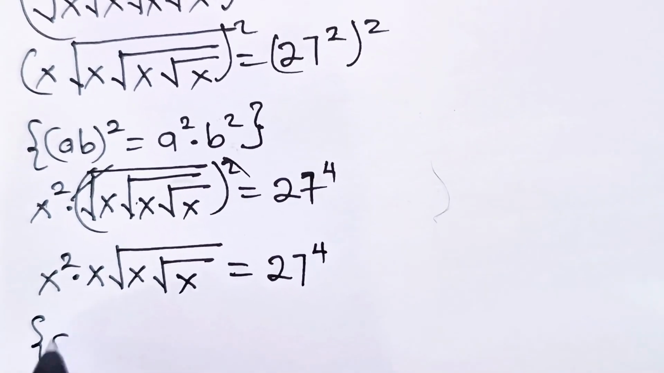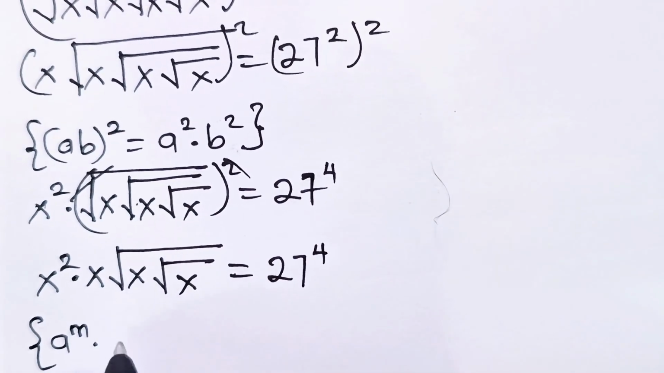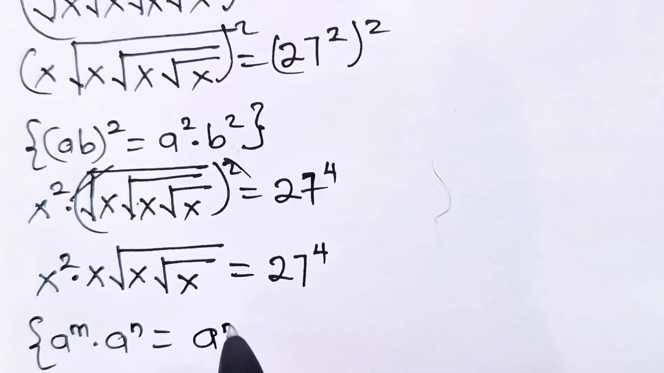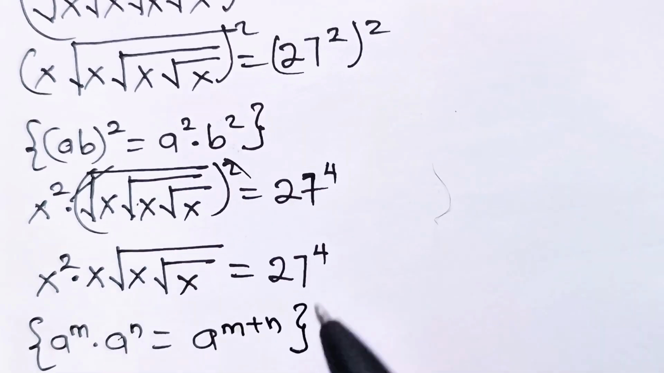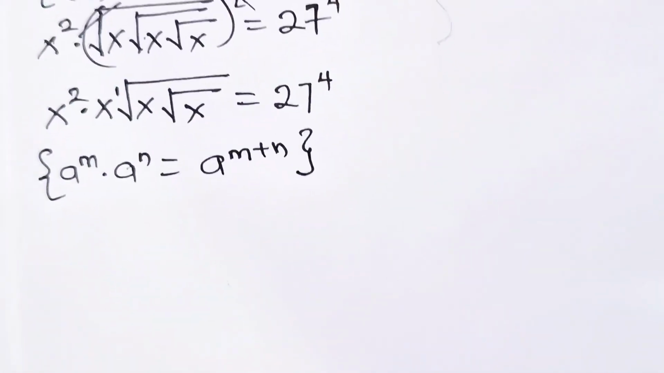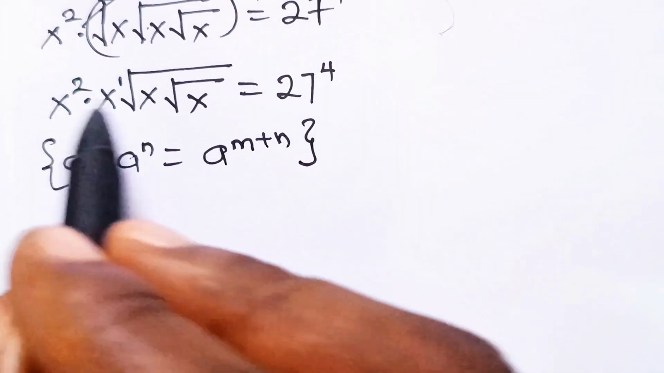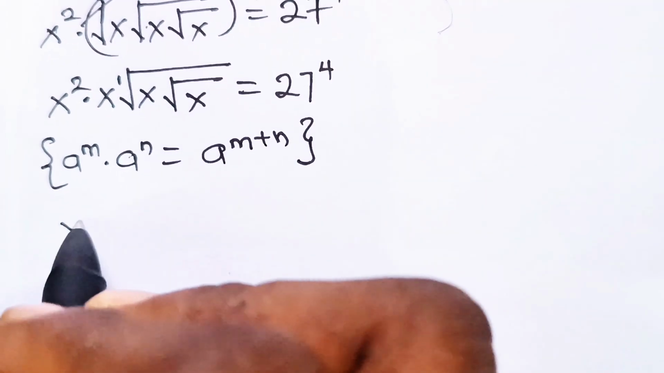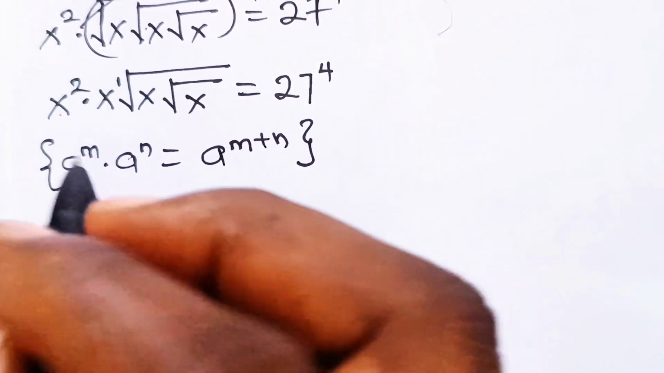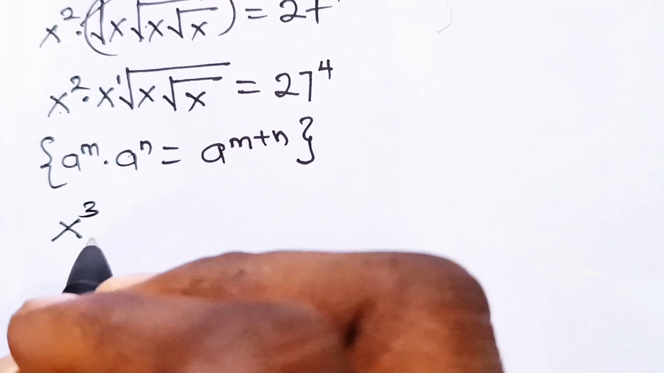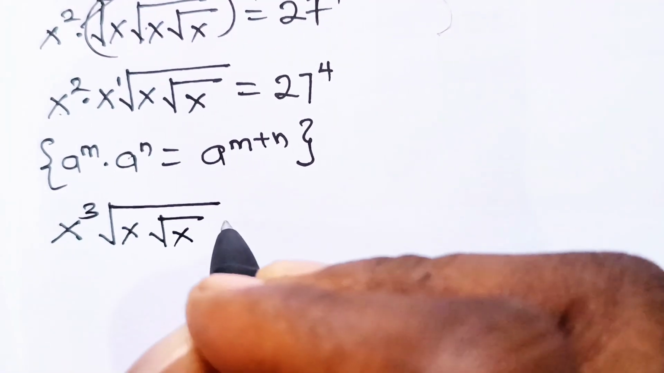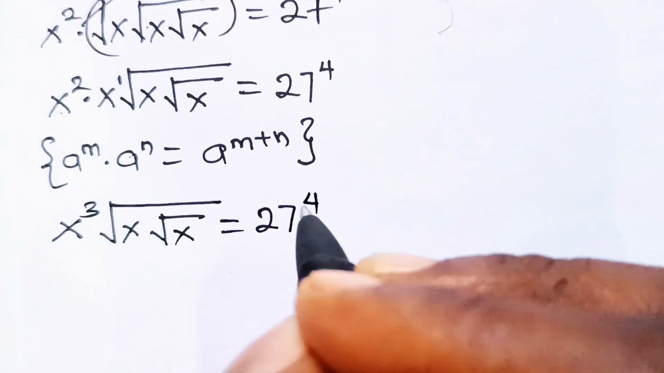So remember that a to the power of m multiplied by a to the power of n is equal to a to the power of m plus n. Now this is the same thing as x to the power of 1. Therefore, we can write this as x, we pick one base which is x, and we add the powers. So 2 plus 1 is 3. Then we have the square root of x is equal to 27 to the power of 4.